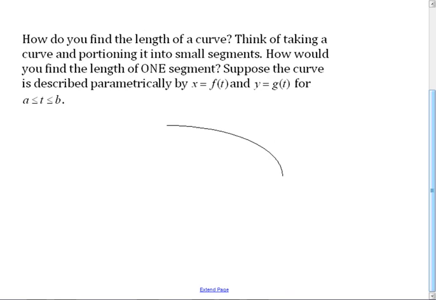Thinking of a curve and partitioning it into small segments, how would you find the length of one segment? Suppose the curve is described parametrically like this, and I want this length. Right now it's big, but if I zoom in enough, what will this curve look like? A straight line. You know x equals f of t, y is equal to g of t.